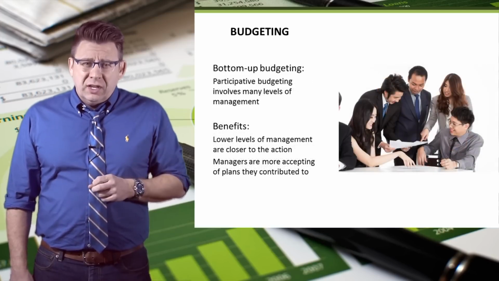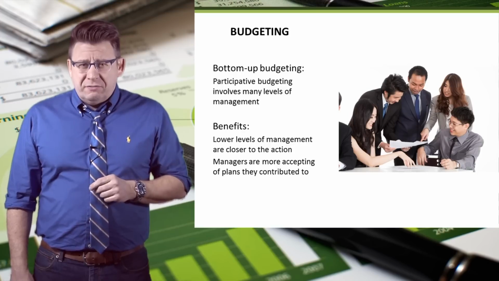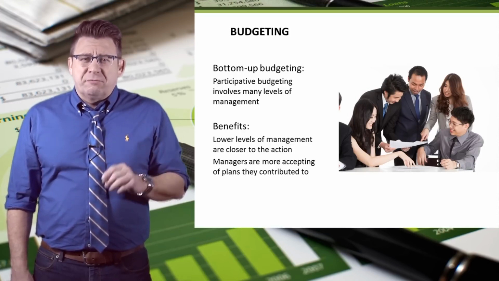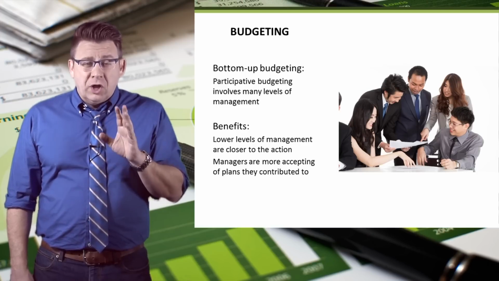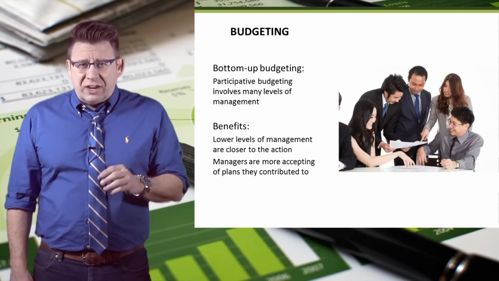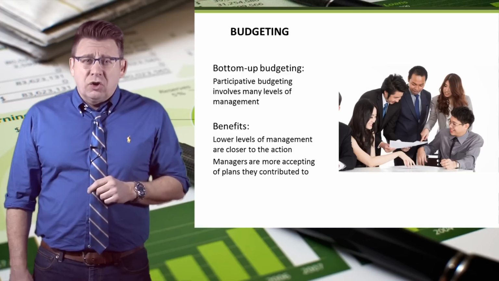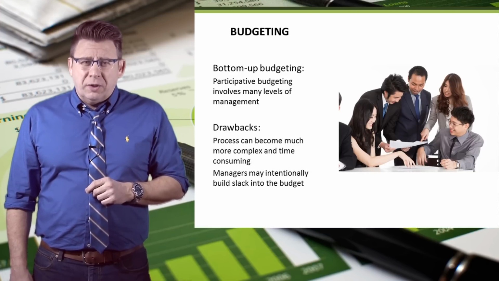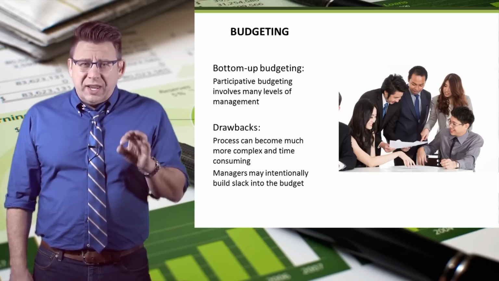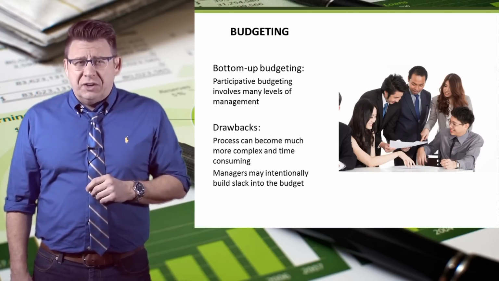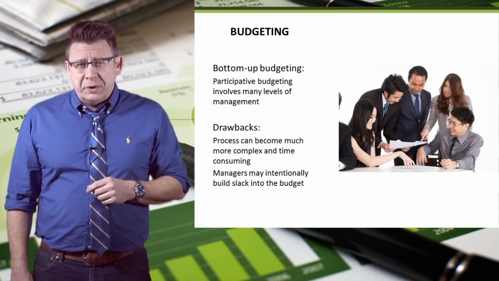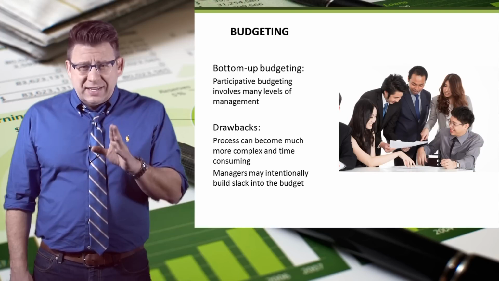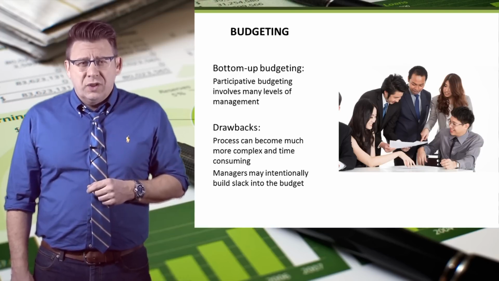Bottom-up budgeting, which is sometimes known as participative budgeting, involves many different levels of management and benefits from lower-level managers being closer to the action and buying in on goals they help develop. But there are some drawbacks to this method as well. Budgeting is already a major undertaking within a management accounting department, usually taking 2 or 3 months to complete an annual budget. And adding more groups to the process tends to slow it down even more.